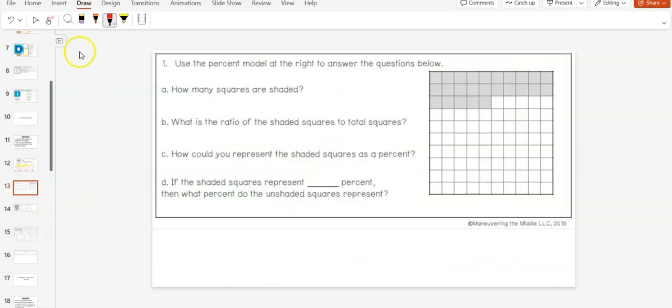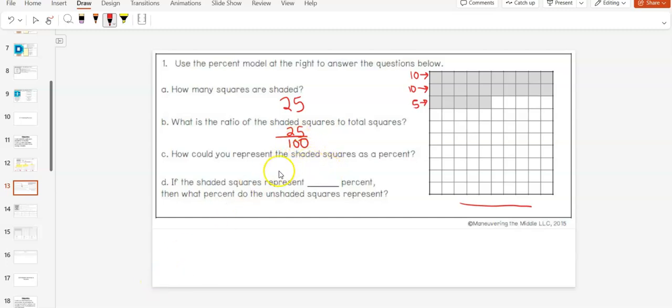All right, so now we're going to use this information and the model here on the right to answer the questions below. So the first question says, how many squares are shaded? Well, I know that there are 10 here in this row, 10 in this row, and these boxes are 5. So that means that I have 25 shaded squares. What is the ratio of shaded squares to total squares? Well, because it's a 10 by 10 square, we know that the total is 100.